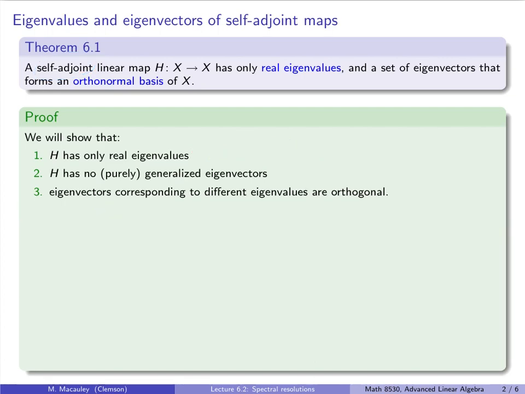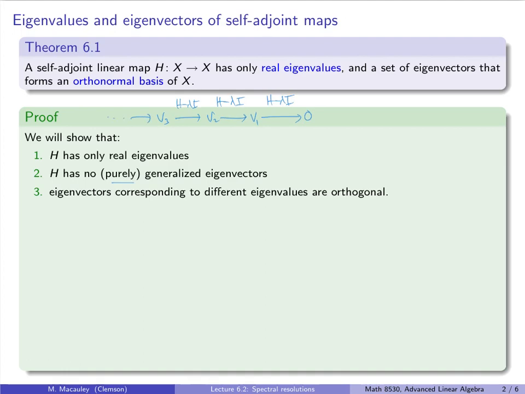Next, part two. How do we show that H has no purely generalized eigenvectors? So remember what that means. An eigenvector is some vector V such that H minus lambda I times V is equal to 0. And let me call this V1. And a purely generalized eigenvector is one that requires multiple iterations of H minus lambda I to get sent to 0.